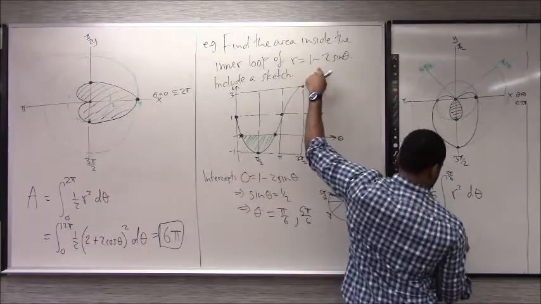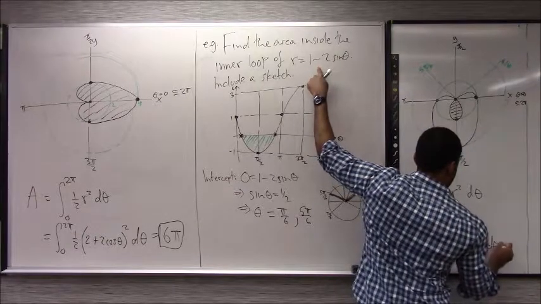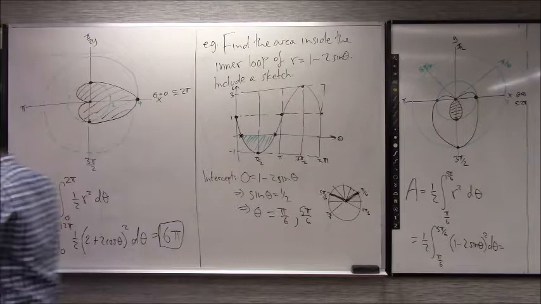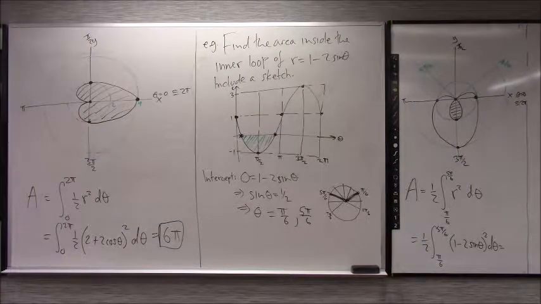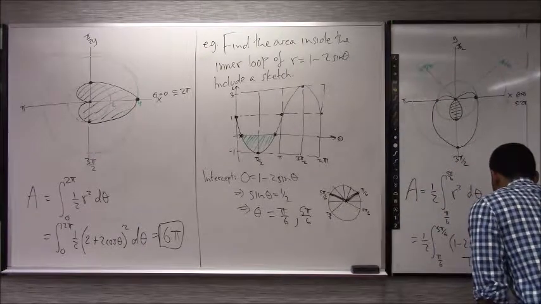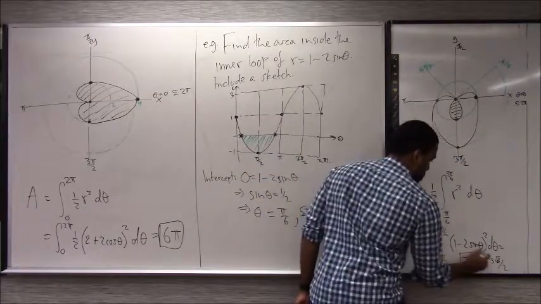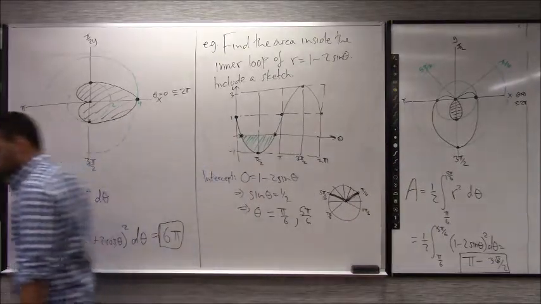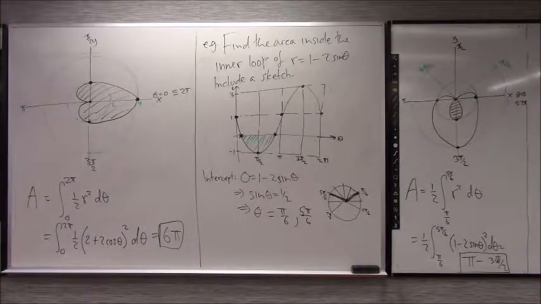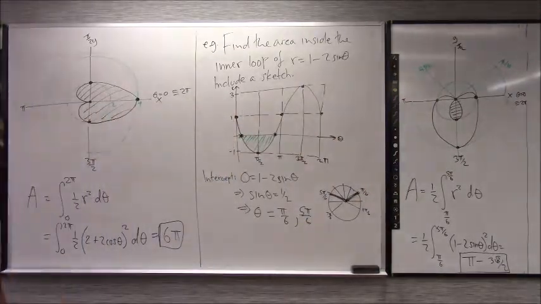And in this case, my r was that. And that one came out to be pi minus 3 radical 3 over 2. So if you fold it out, do your half angle formula, do all that stuff, you'll get that answer.